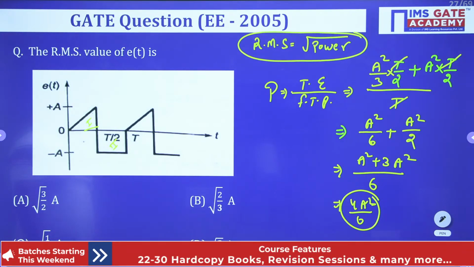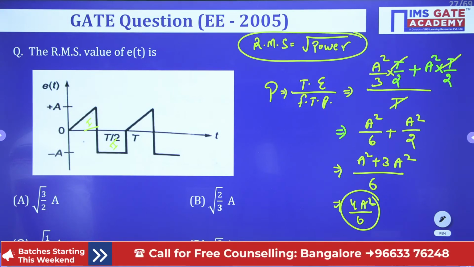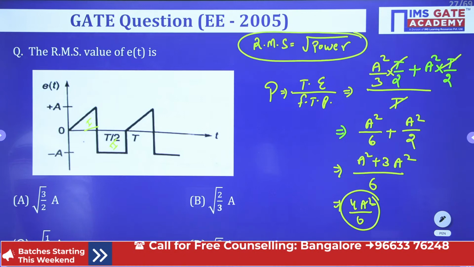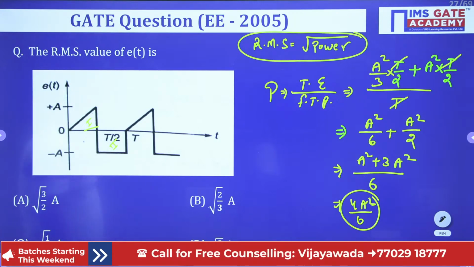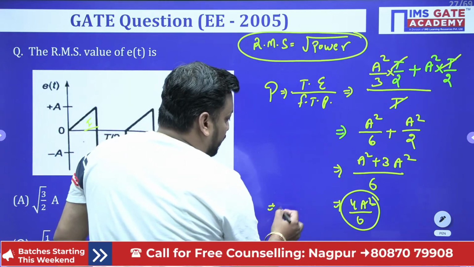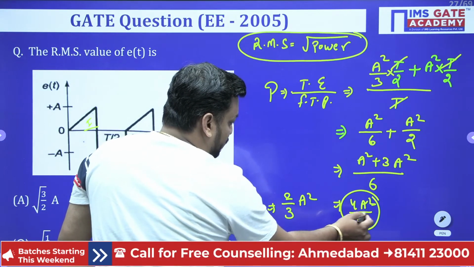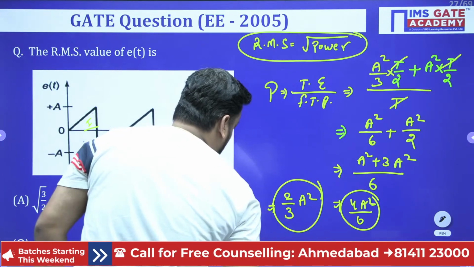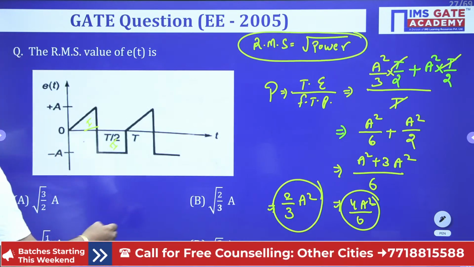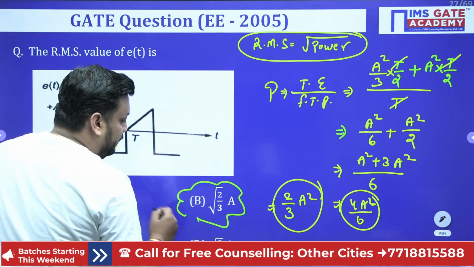A square by 3 into B, that is T by 2. And finally we have minus A whole square into T by 2. So what is the answer? When you cancel this, it becomes 2 by 3 A square. 2 2 is 4, 2 3 is 6. So the answer is root 2 by 3 A, which means option B is correct.